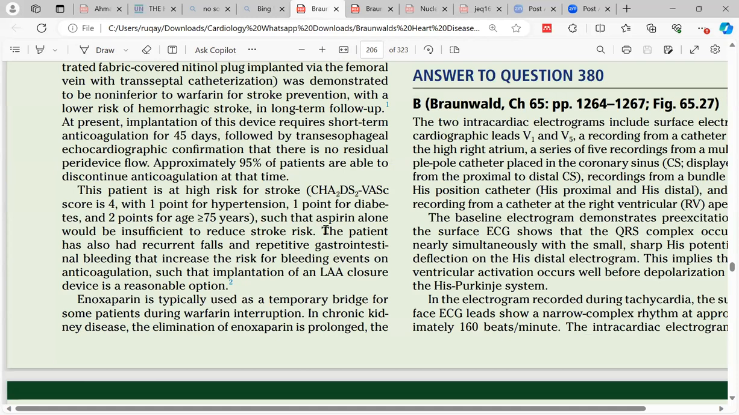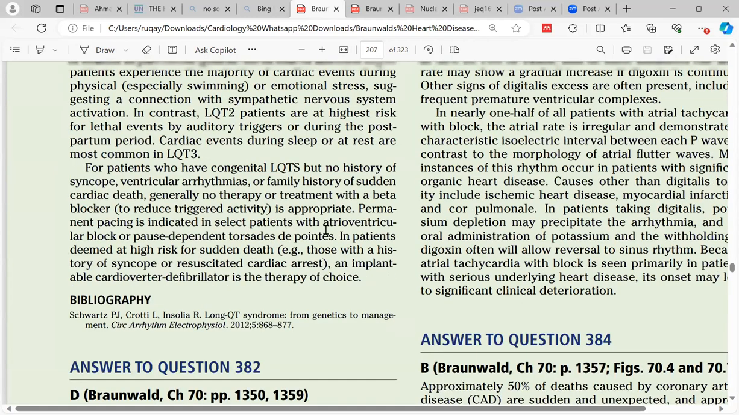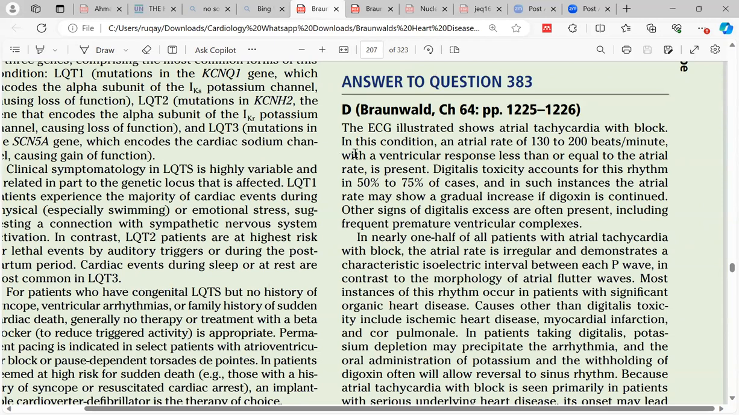Okay, so let me read. They said the answer is D, that the ECG illustrated shows atrial tachycardia with block. In this condition, an atrial rate of 130 to 200 beats per minute with a ventricular response less than or equal to the atrial rate is present. Digitalis toxicity accounts for this rhythm in 50 to 75% of cases. In such instances, the atrial rate may show a gradual increase if digoxin is continued. Other signs of digitalis excess are often present, including frequent PVCs.